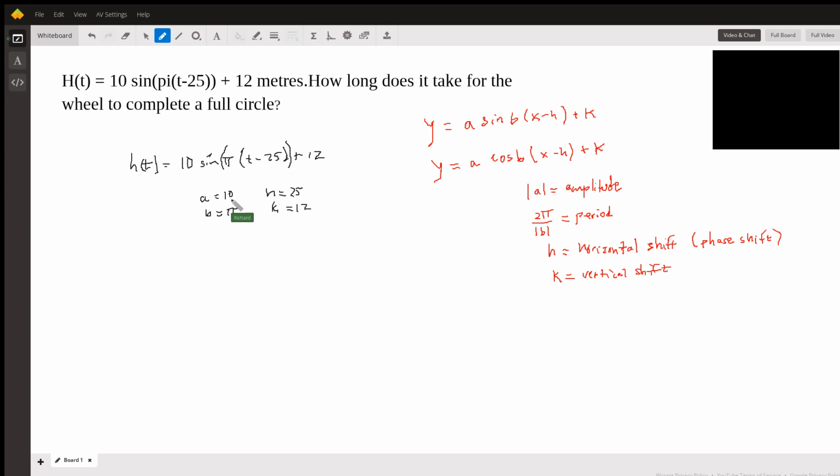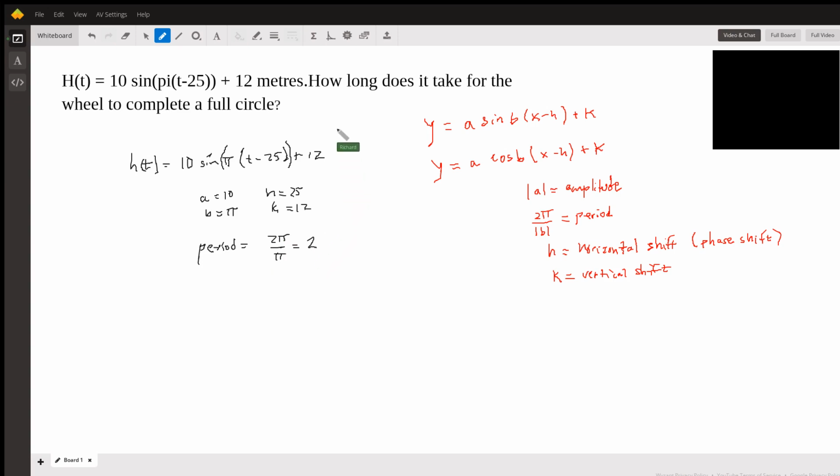The amplitude is 10. We're about to calculate the period. We'll do that in a second. There's a horizontal shift to the right, 25 units. And there's a vertical shift up 12 units. So now let's just go ahead and do the period. This is just going to be 2 pi over b, or absolute b, but b is pi, so the period is 2. And that's it.